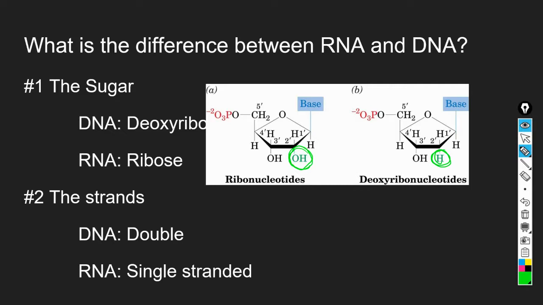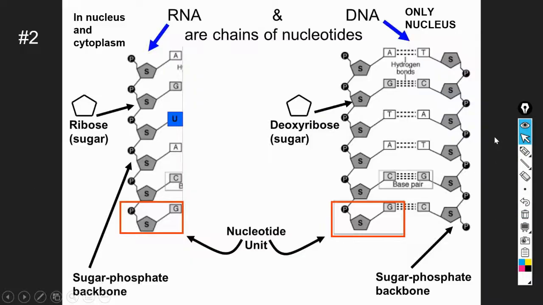Another difference, looking at number 2 right here, another difference that exists between these molecules is the number of strands. DNA, and we're probably pretty familiar with this, is double-stranded, so there's 2 of them. That's why we often refer to DNA as a double helix. RNA, there's only 1, and so it is what we call single-stranded. Right here gives a visual representation of that.